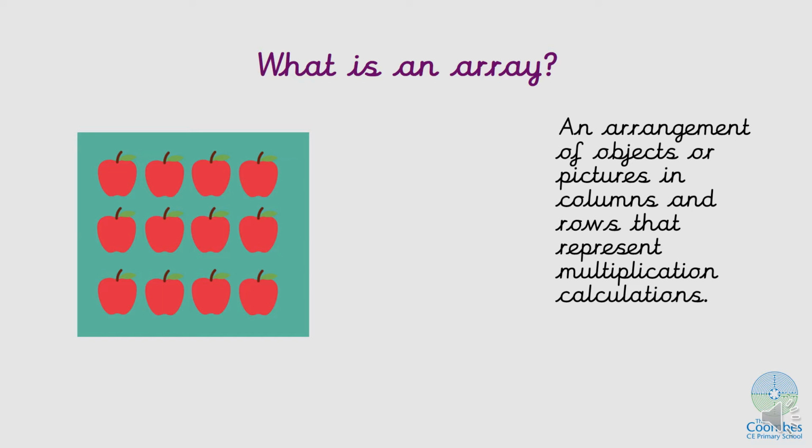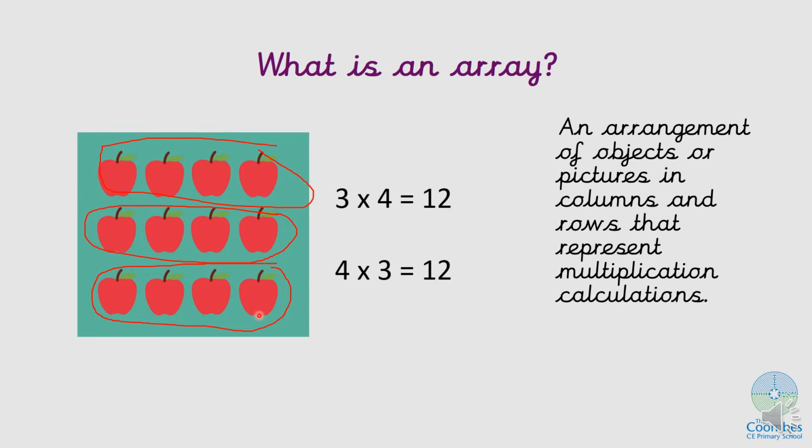Let's have a look. We've got one group here, two groups, three groups. So we've got 3 groups of how many in each group? 1, 2, 3, 4. So we've got 3 groups of 4. And if we count them all up, how many are there all together? So 4, 5, 6, 7, 8, 9, 10, 11, 12. 3 groups of 4.